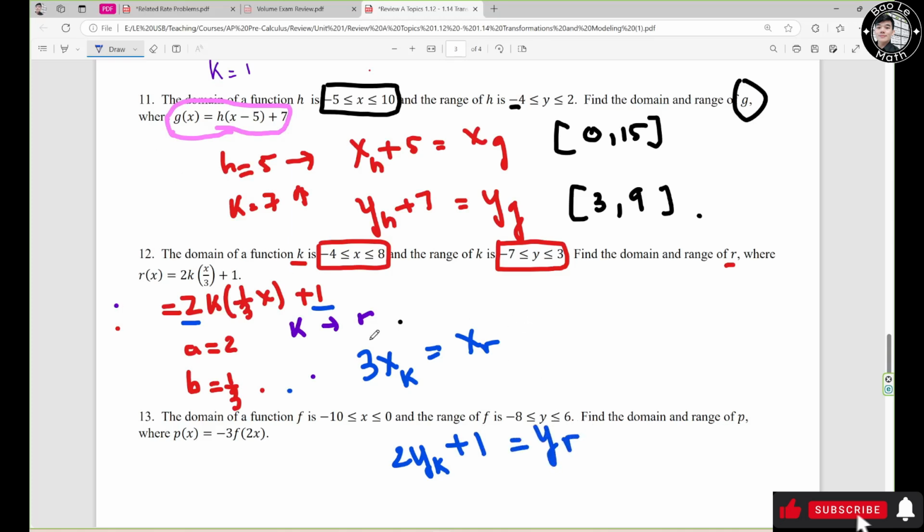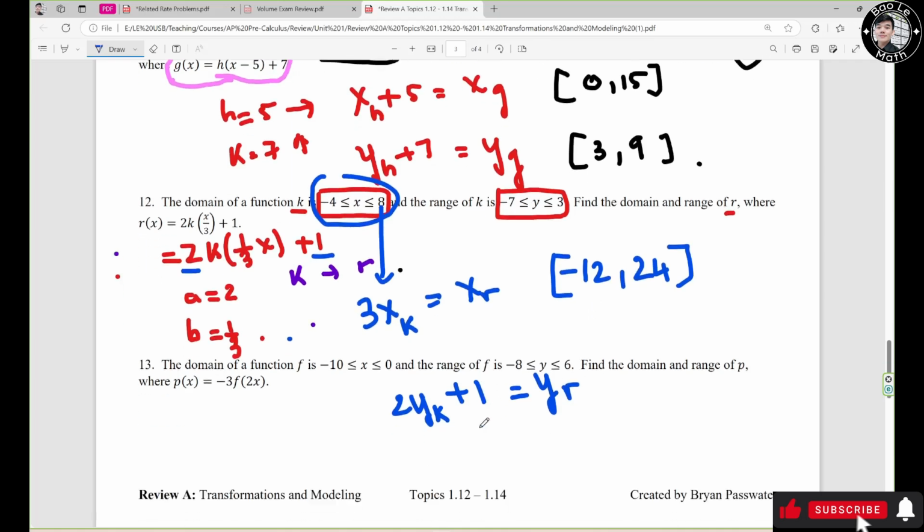Now, sk is going to be right here. Alright, so s equals negative 4, substitute over here. I have negative 12. s equals 8, I substitute over here. I have 24. So the domain of the function r is negative 12 to 24, right?